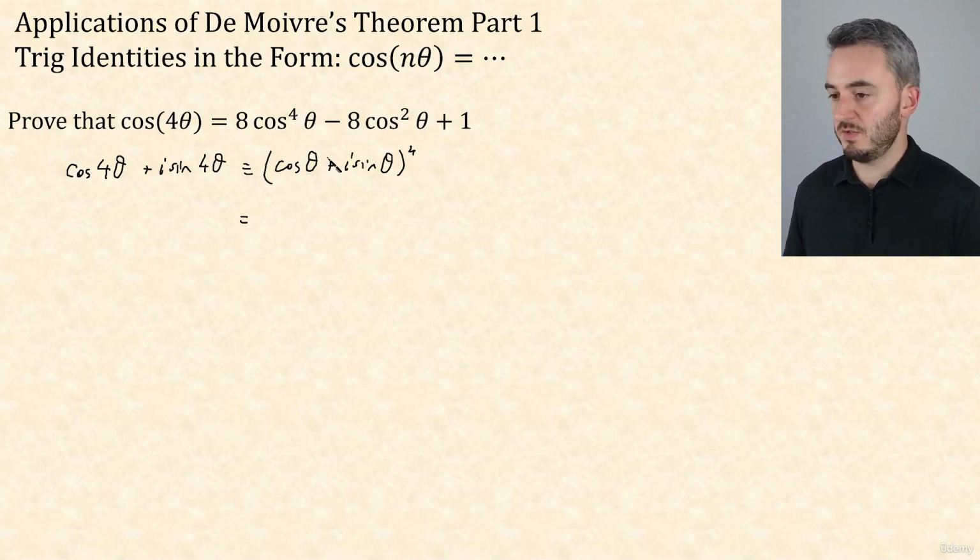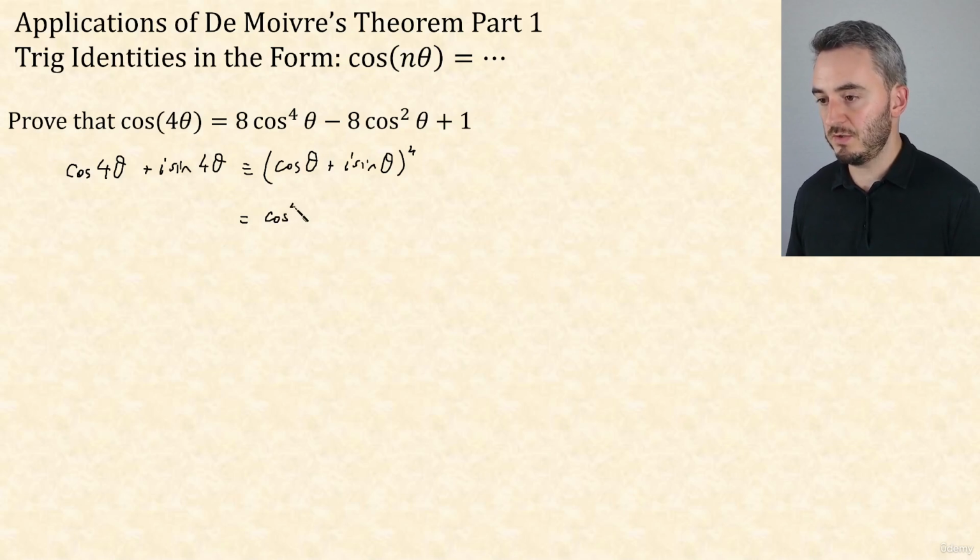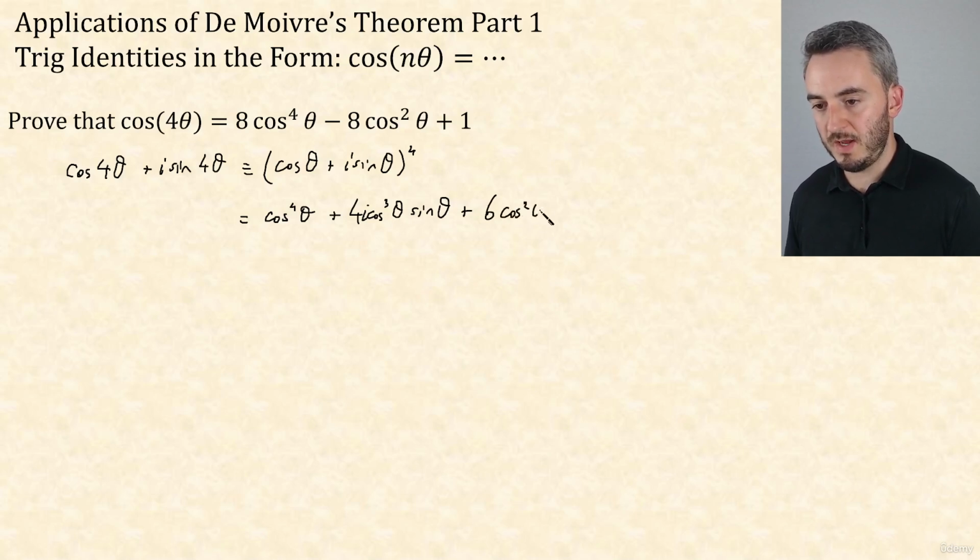We're going to expand this using binomial expansion. When we do that, we get cos θ to the power 4, so that's cos^4 θ. Then plus 4 choose 1, which is 4, times this first one cubed, times this one to the power of 1, so that's i sin θ. Then it's 4 choose 2, which is 6, and we have this one squared, so that is cos² θ, times this one squared. So that's i squared, which is actually minus, and then sin² θ.